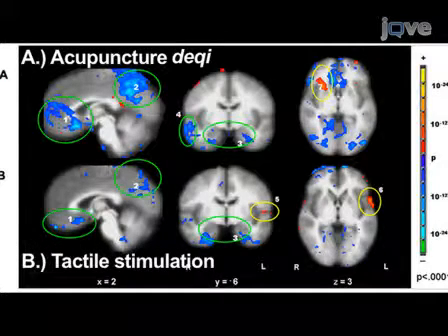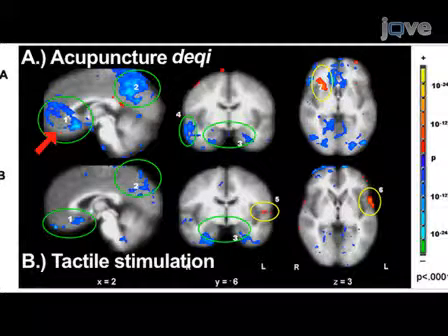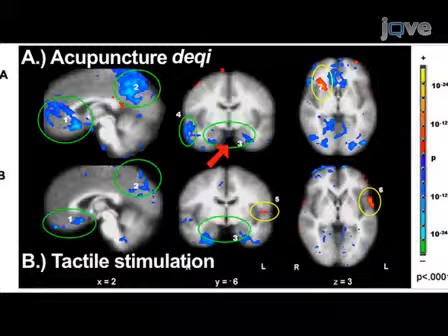First, let's see how acupuncture de qi differs from tactile stimulation. This is data from a group of 37 subjects. In acupuncture de qi, clusters of deactivated structures appeared at the medial prefrontal cortex, medial parietal cortex, and medial temporal lobe on both hemispheres. Such changes were sparse in tactile stimulation. The right lateral temporal lobe also exhibited more marked deactivation during acupuncture.